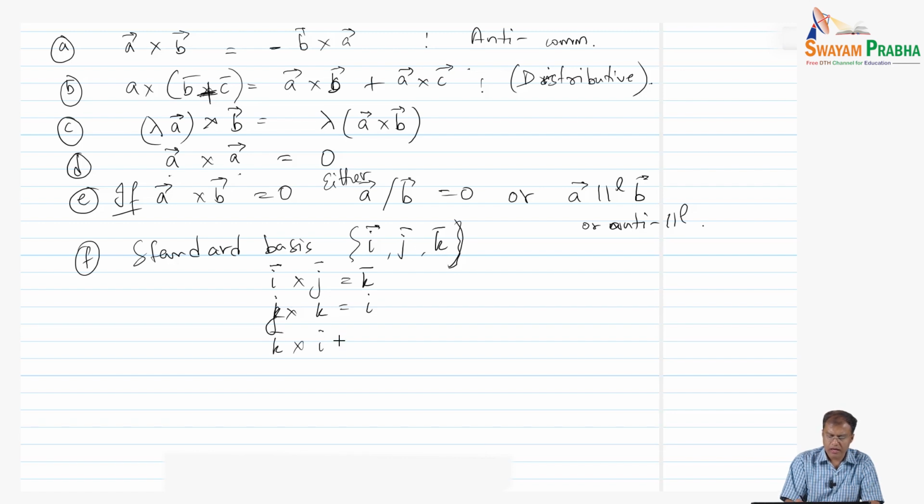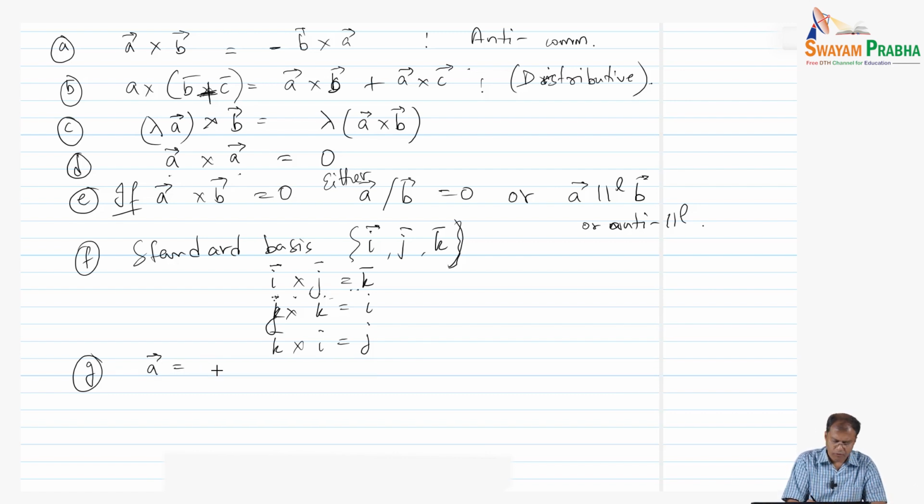K cross I is going to give us J. Okay, so those are the various permutations. If you reverse the order of any of these cross products, then you will introduce a minus sign on the right hand side.